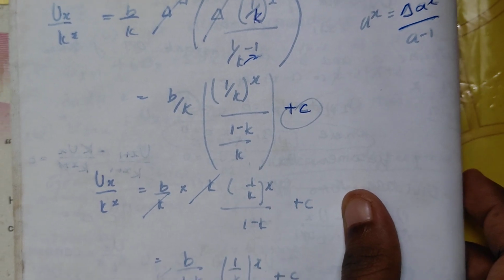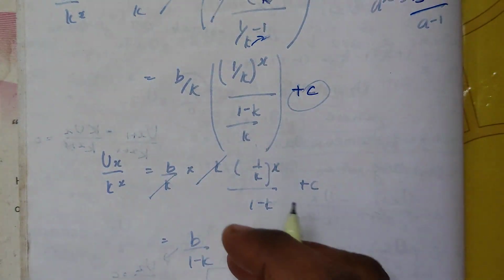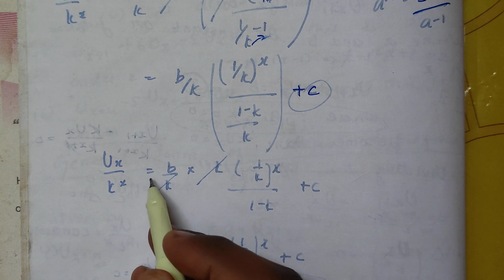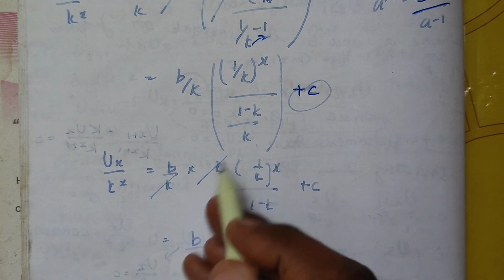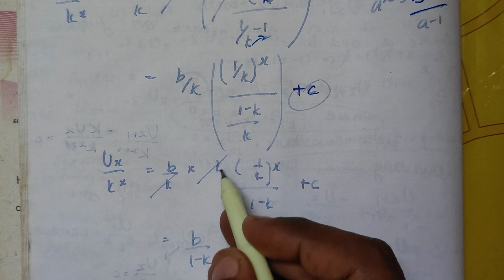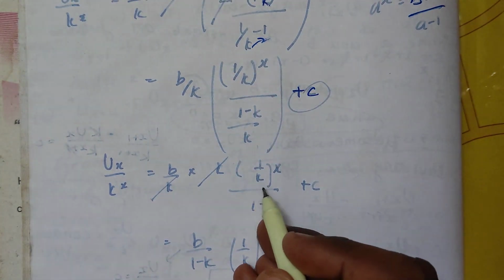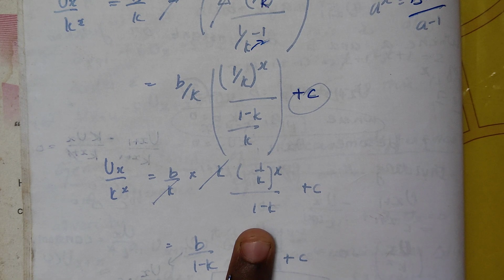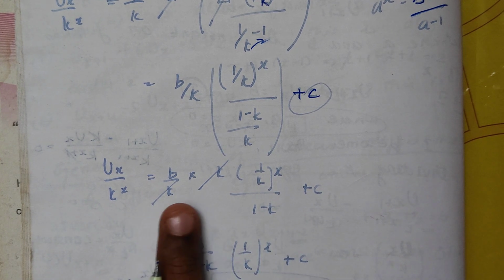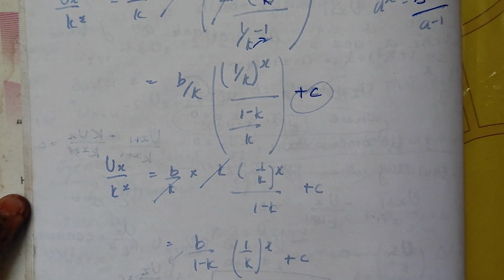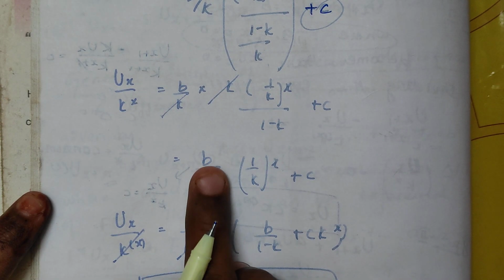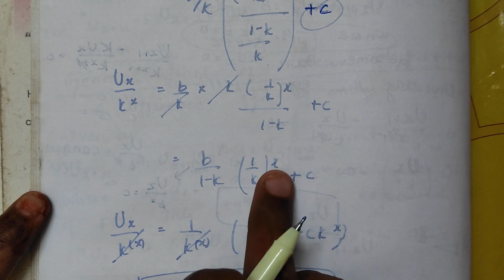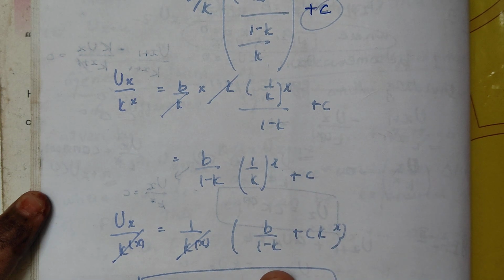Then I'm just reciprocating it. So what I will get is u(x) divided by k power x is equal to b by k, into k which goes to the numerator, and this 1 by k to the whole power of x, divided by 1 minus k, plus c. So these two k's will get cancelled. You will get b divided by 1 minus k into 1 by k to the whole power of x plus c.